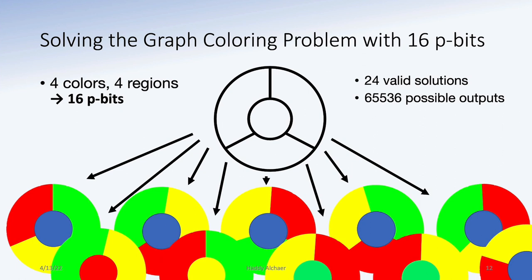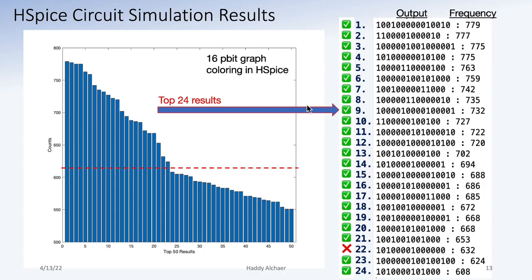Well, with 16 p-bits, just 4 colors times 4 regions, this is in fact possible. Now, I can't show you the full histogram because the x-axis would have 65,000 bins that I can't fit on the screen. However, I will show you the frequency plot of the top 50 results in order. I've also displayed the top 24 results and their relative frequencies on screen.